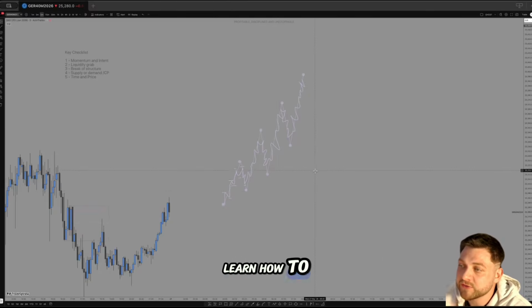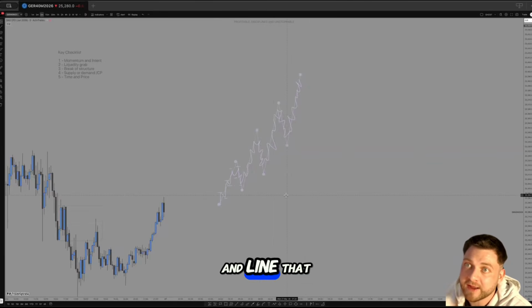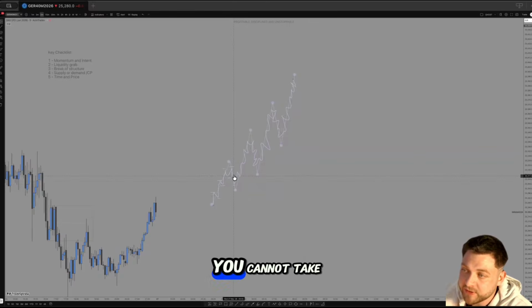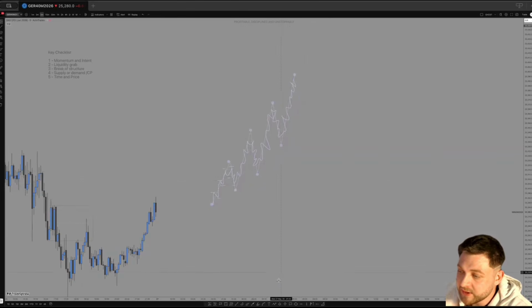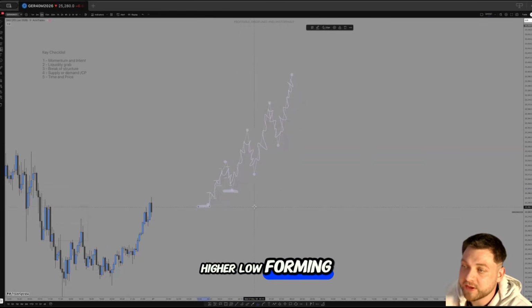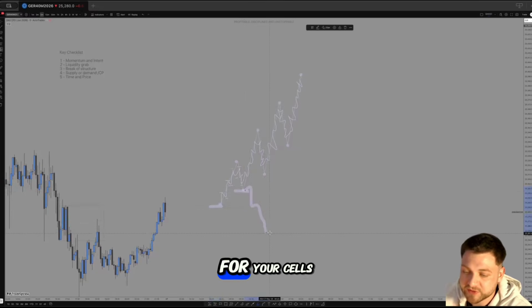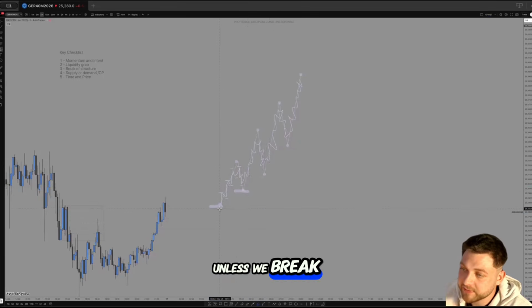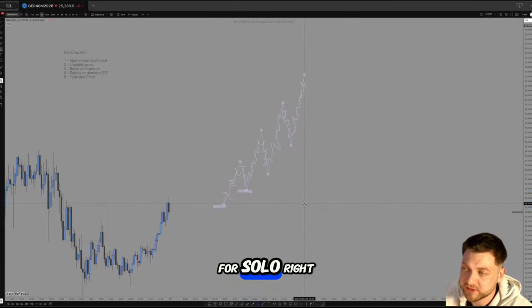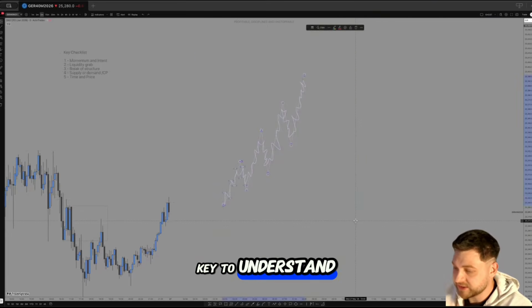And you should learn how to spot key structural levels on the higher time frame and line that up with your lower time frame entries. Because, for instance, here, you cannot take a sell knowing that we potentially have a higher low forming. So your risk to reward will be completely out, and there will be no continuation for your sells, right? Unless we break a key structural level, and then we can only look for sells, right? Very important, very key to understand.